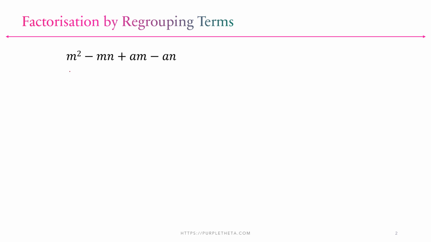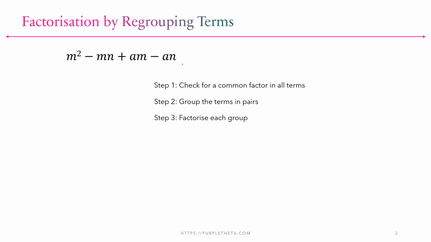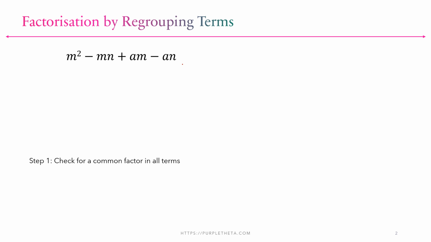Okay, let us take this example. We will factorize this expression, that is m square minus mn plus am minus an. We have seen a few key steps that we take to regroup terms and factorize, and we will follow the same steps for this example as well. The first step is to check for a common factor in all the terms. Then we group the terms in pairs. After that, we factorize each group and later we put them together.